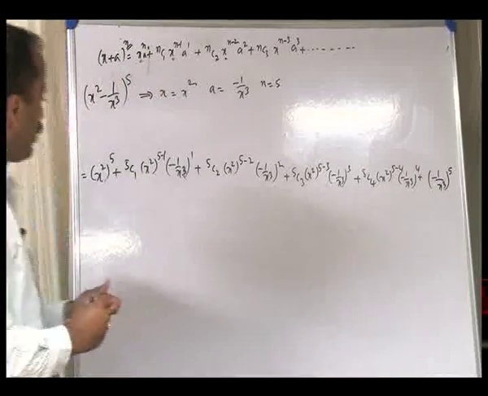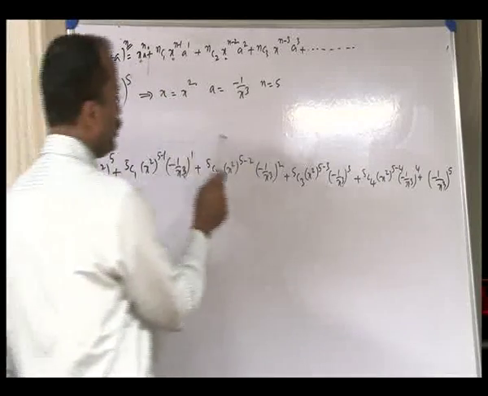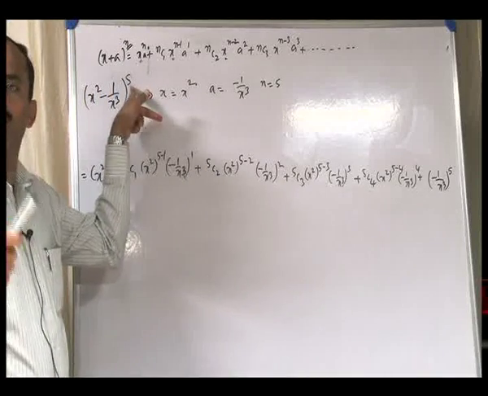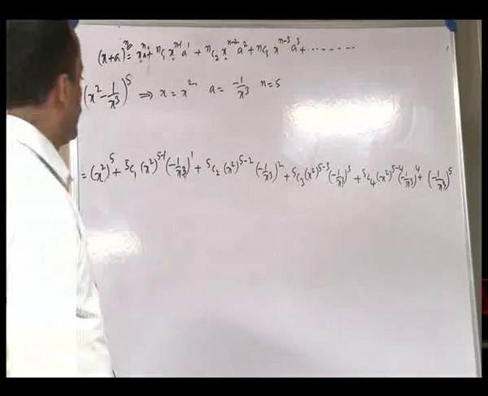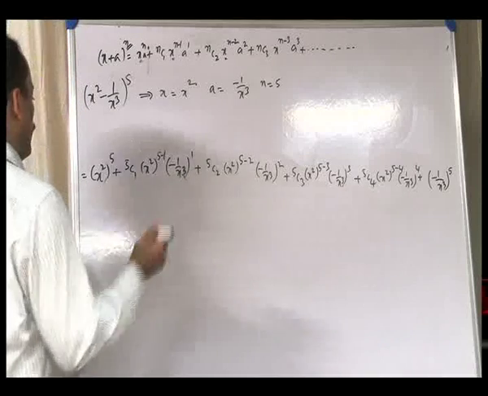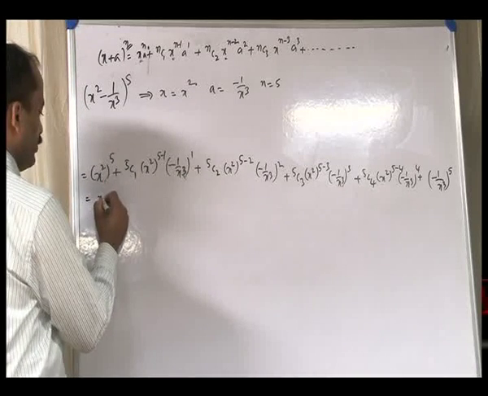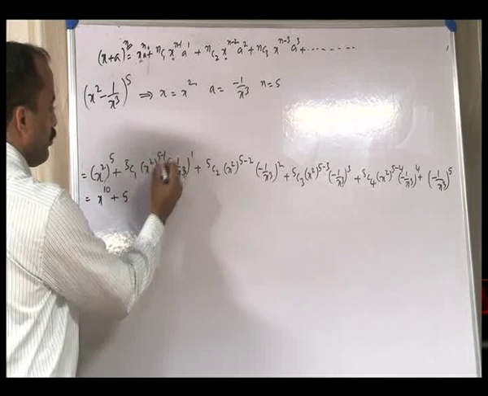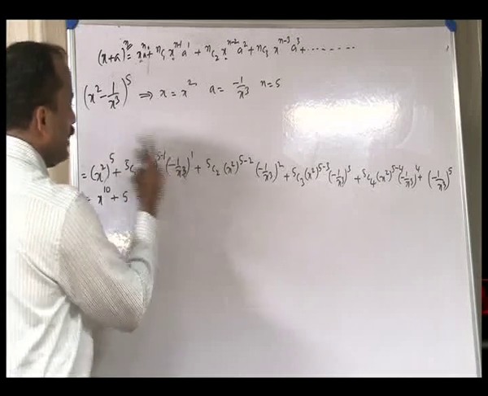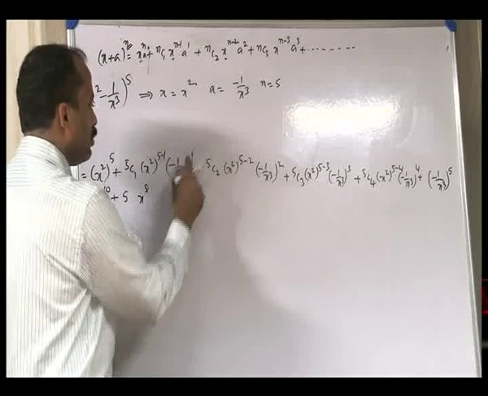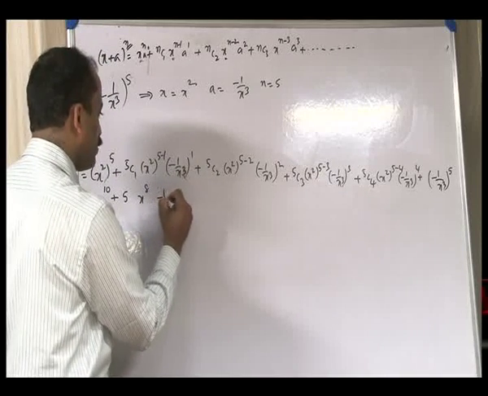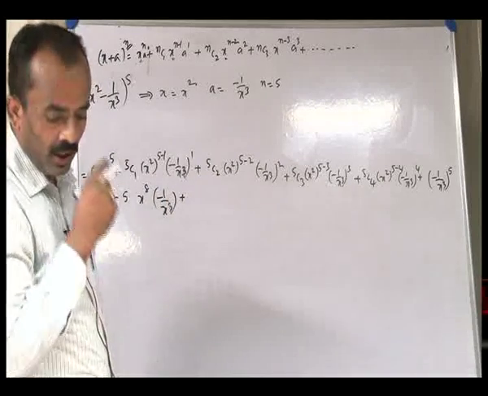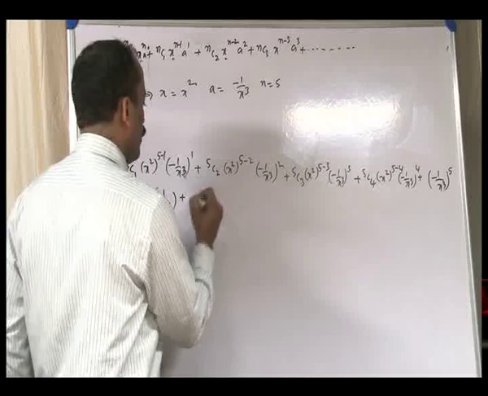Just to check how many terms are in the expansion: 1, 2, 3, 4, 5, 6. If the power is 5, the number of terms is 5 plus 1, that is equal to 6. Let us simplify. X squared to the power of 5 is x to the power of 10, plus 5c1 is 5, x squared to the power of 4 is x to the power of 8. Here minus 1 over x cube to the power of 1 is minus 1 over x cube itself, plus 5c2 value is 10.